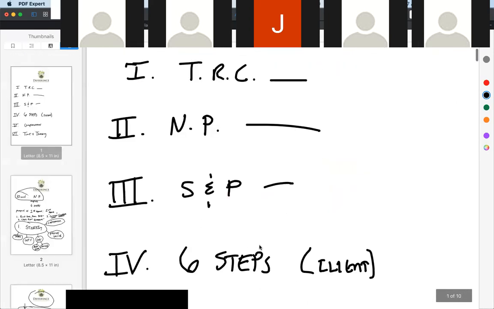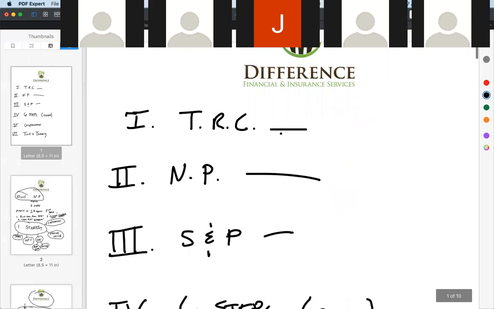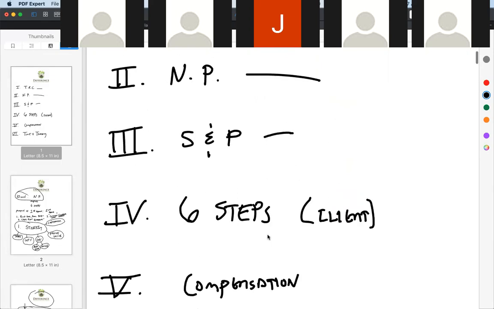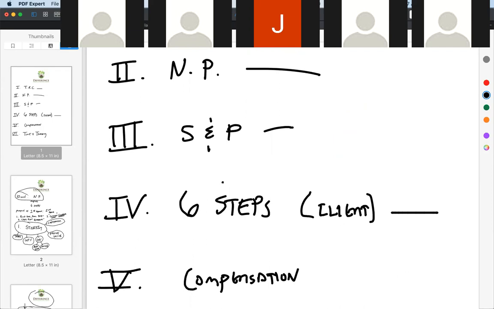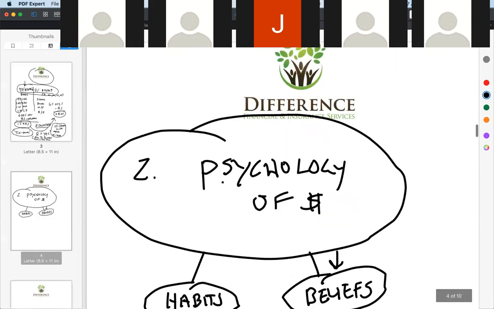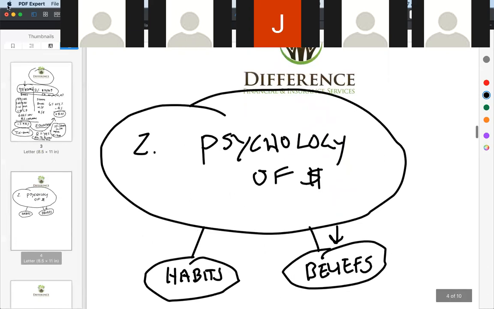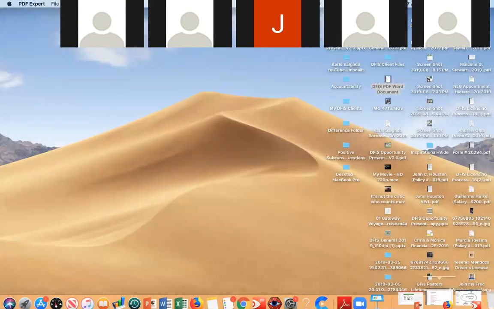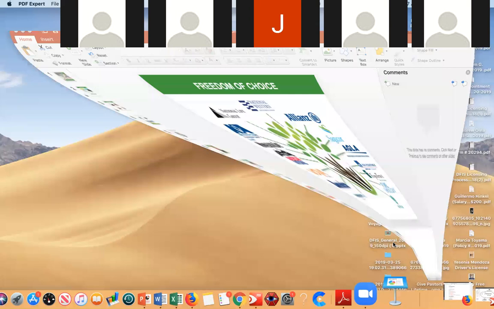So let me go back to this here. We've already covered 1, 2, and 3. Now we're going to go into covering 4. Once I've shared strategy and psychology, now I'm going to go over the 6 steps. And this is the logical part of what we do.